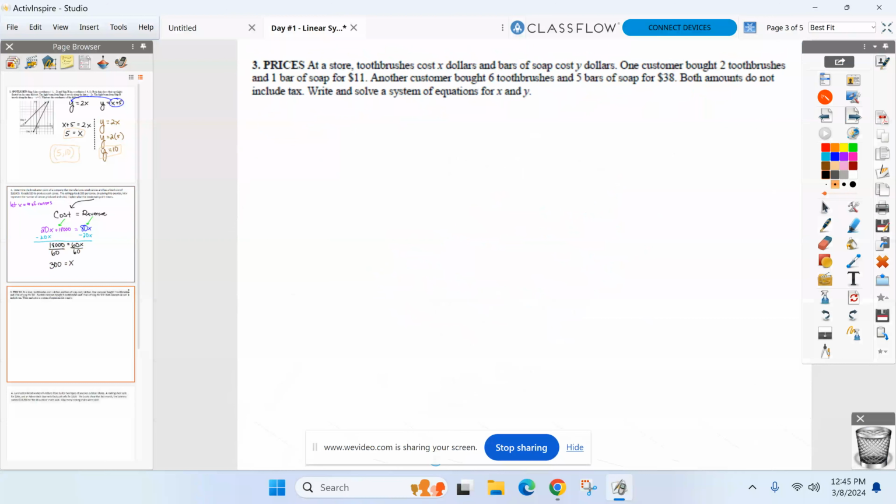All right, so we're going to set up two equations right now. One for customer number 1 and the second one for customer number 2. First customer walks in, 2 toothbrushes and 1 bar of soap for $11. 2 toothbrushes. What do we call toothbrushes? X, so 2X. 2 toothbrushes plus 1Y for the 1 bar of soap equals $11. All good there. And then customer number 2 just went nuts. It must be, I don't know, a big family. 6 toothbrushes, 5 bars of soap, $38.